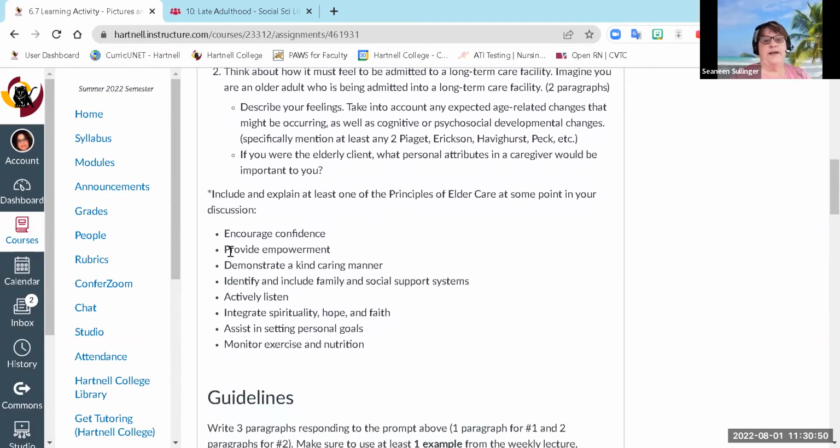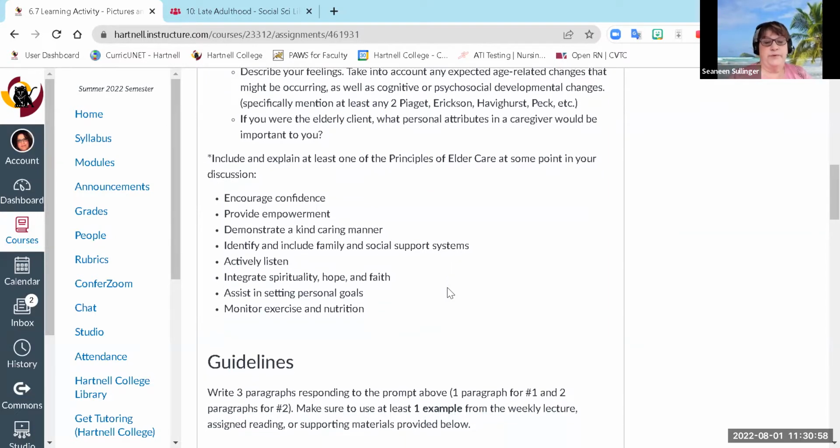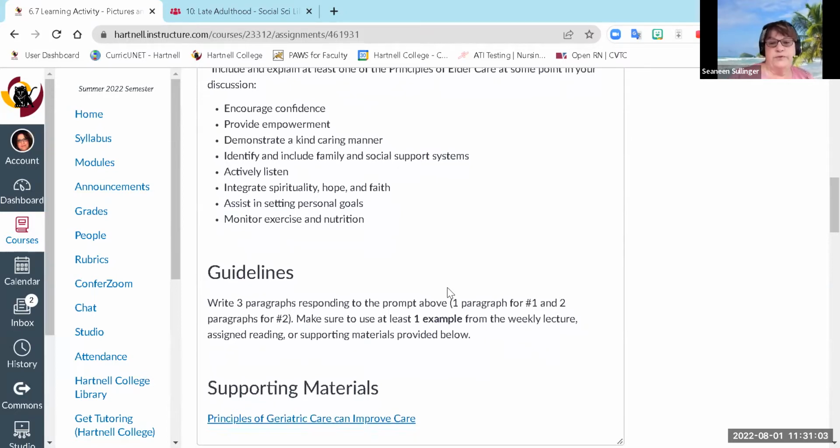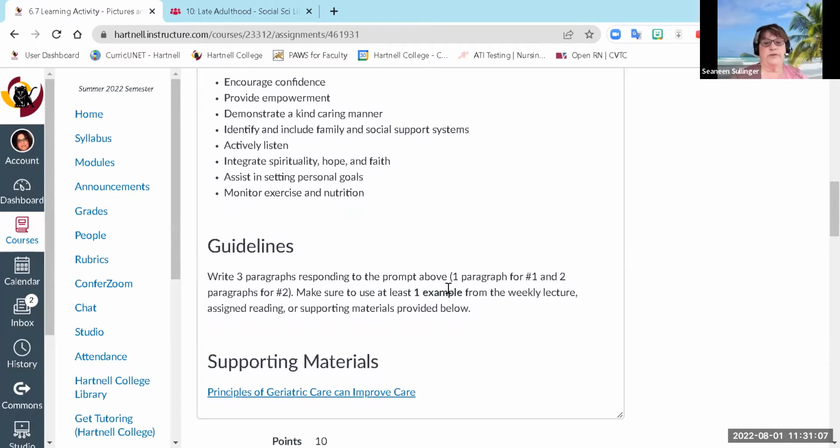You can find these in the lessons from the week, so include one of those. So 3 paragraphs: 1 paragraph for number 1 and 2 paragraphs for number 2. Use at least one example from the lecture or the reading or the supporting materials.